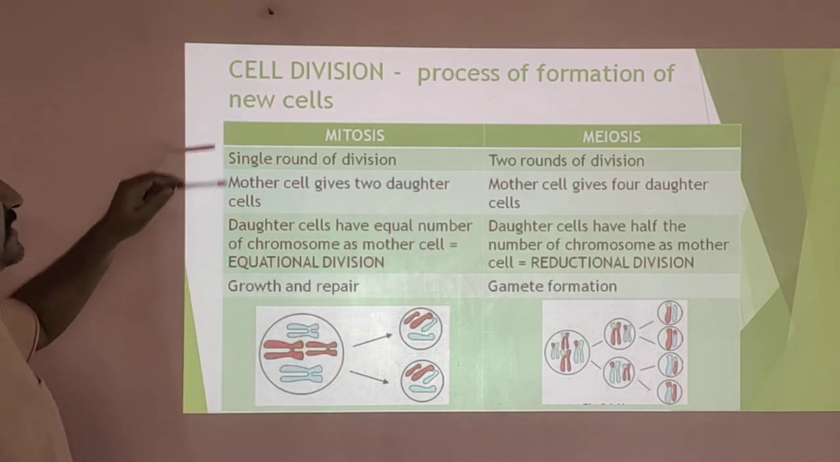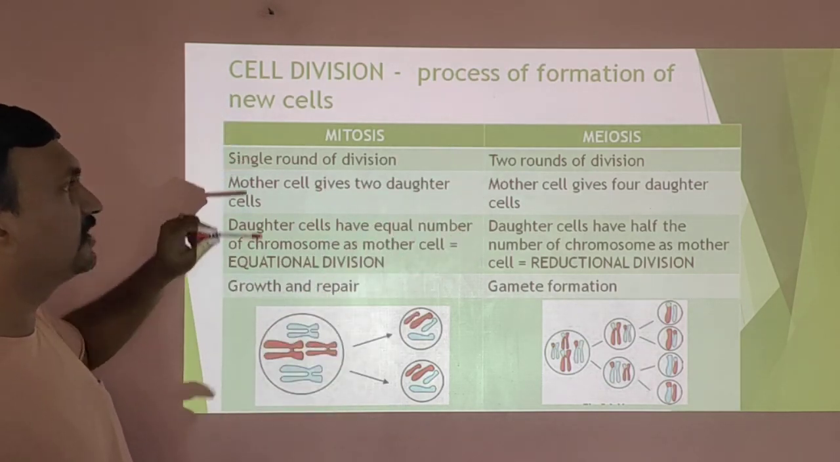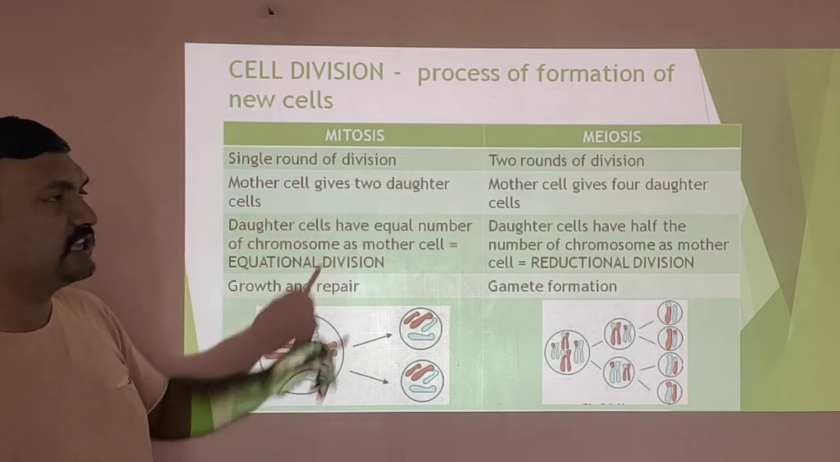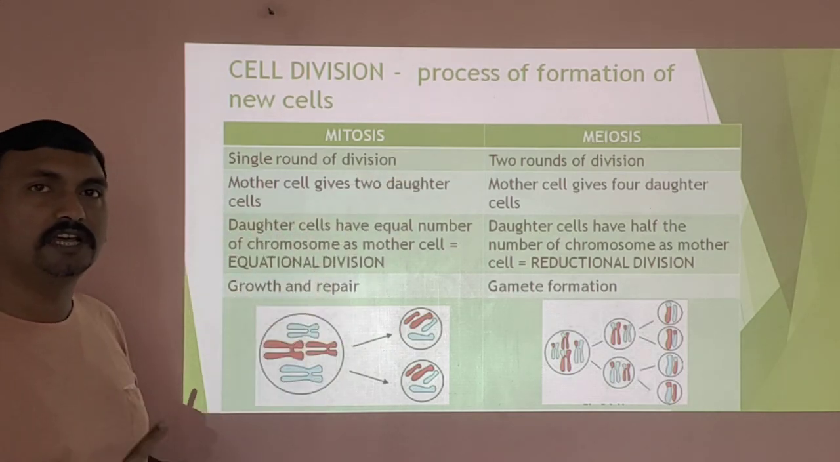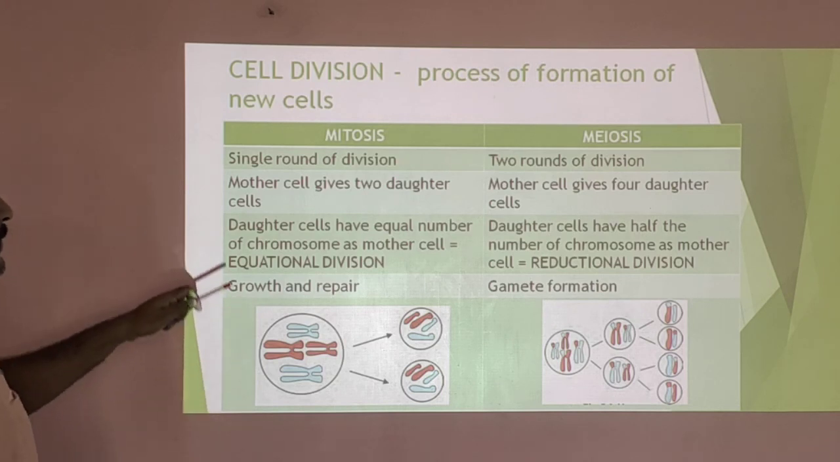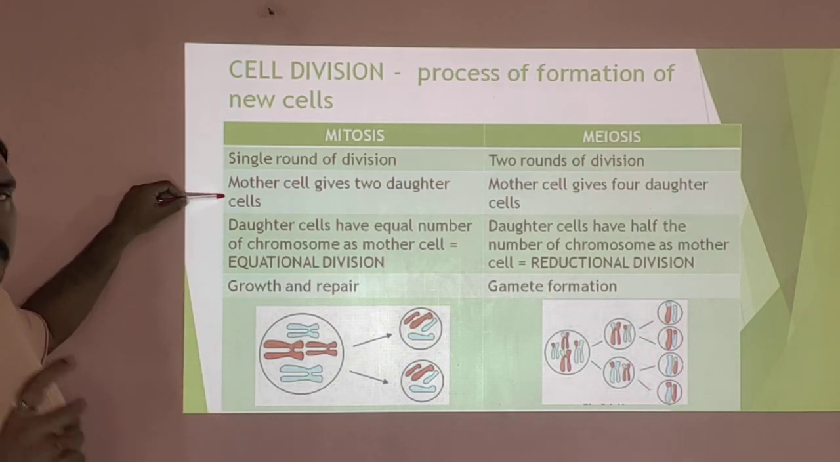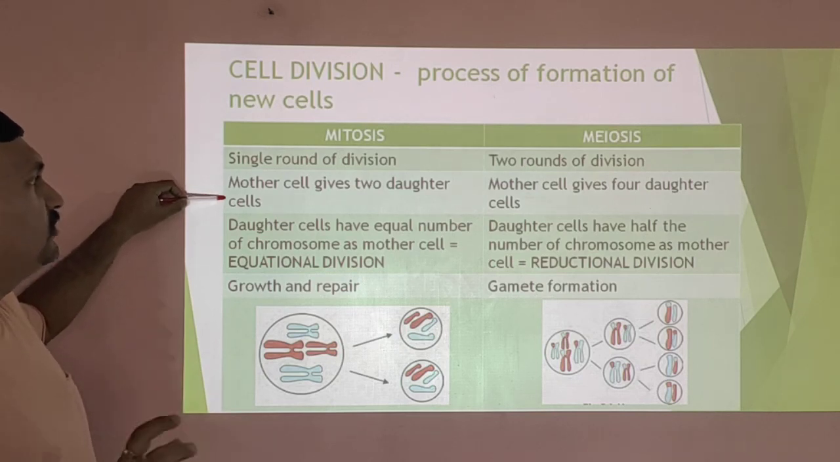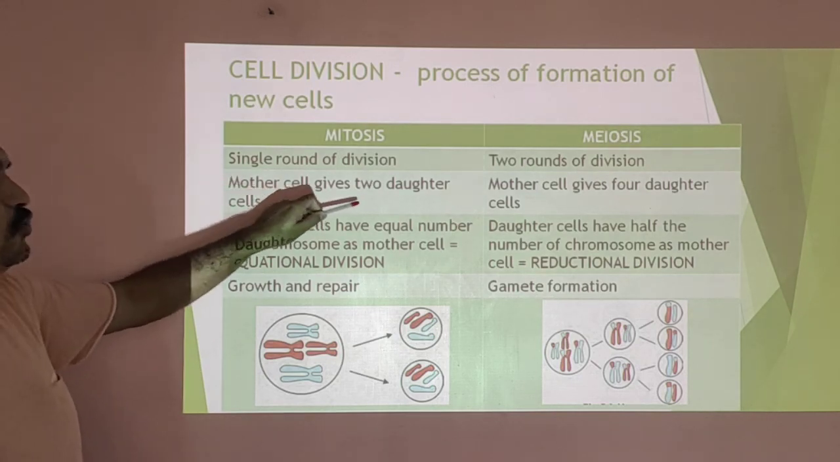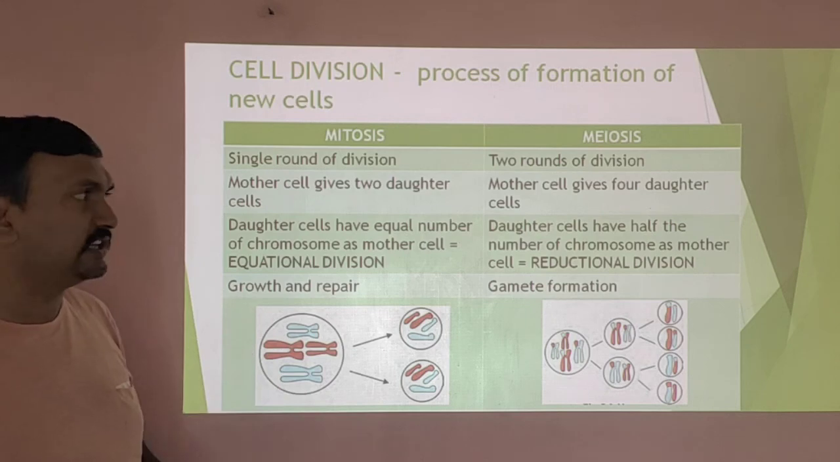Now, mitosis is a cell division where a single round of division takes place. Meiosis, however, in each division there are 2 rounds that take place. Single round means mother cell will divide only once. Mother cell is the originating cell. That will divide only once and give 2 cells which are called daughter cells.